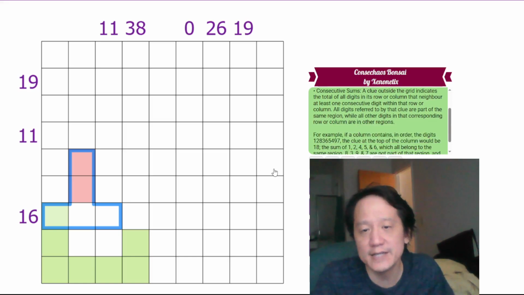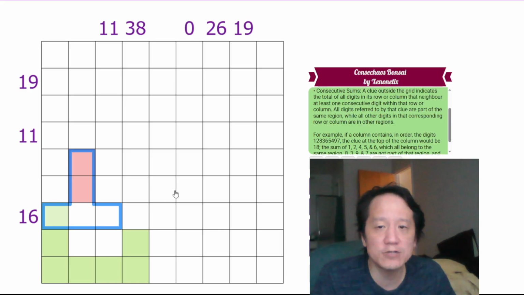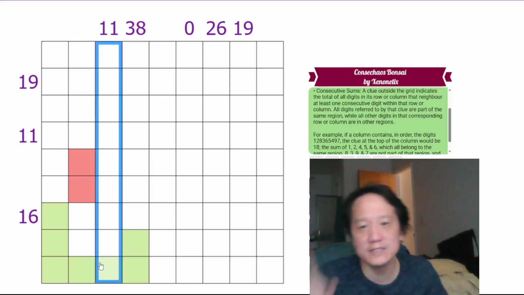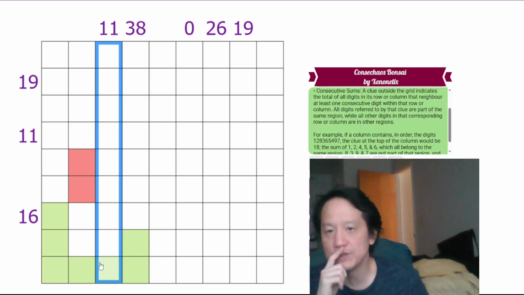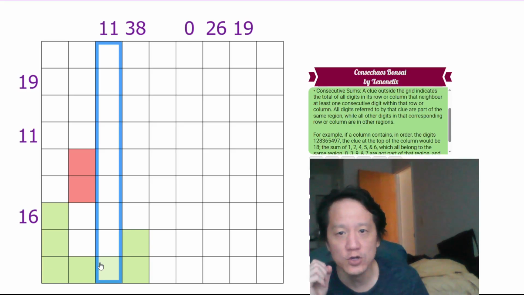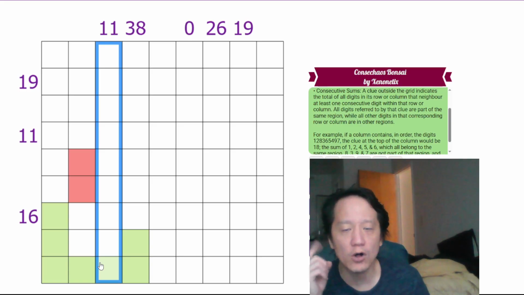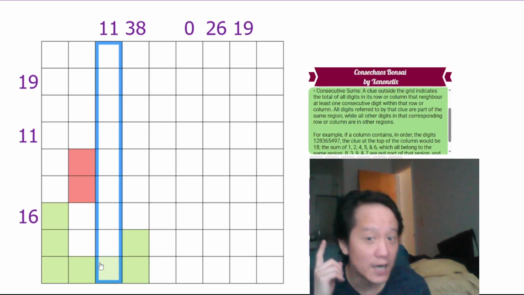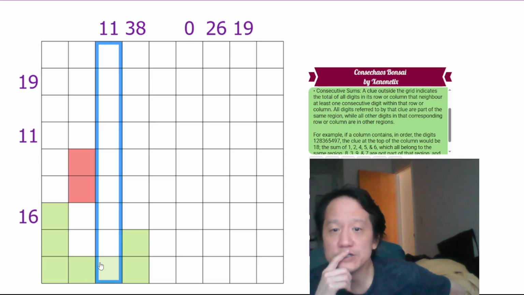We also have consecutive sums. A clue outside the grid indicates the total of all digits in its row or column that neighbor at least one consecutive digit within that row or column. All digits referred to by that clue are part of the same region, while all other digits in that corresponding row or column are in other regions. Oh, interesting.